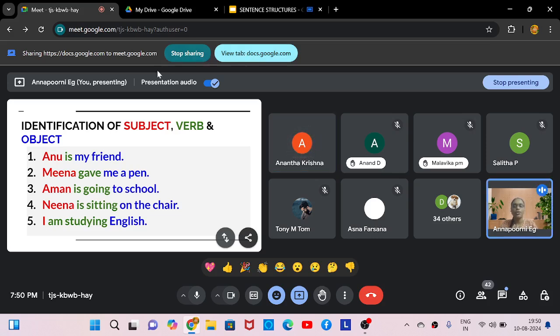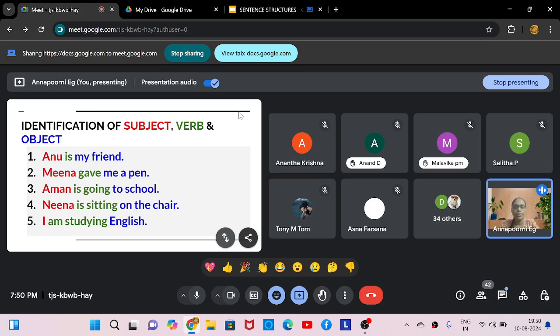Me, a pen. So here you are having two objects. One is me and the other one is a pen. So we will learn how to differentiate these two objects, how to identify whether a sentence has one object or two objects. I will teach you after this.